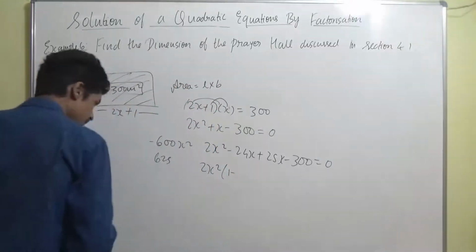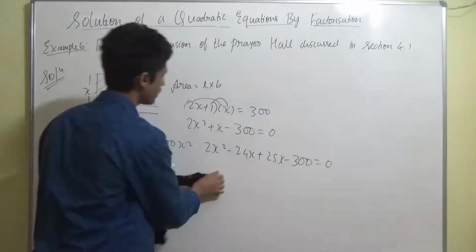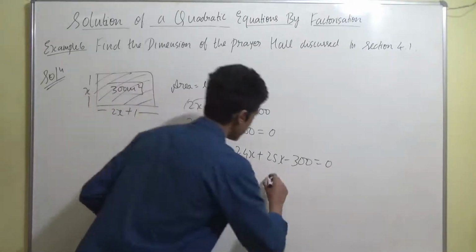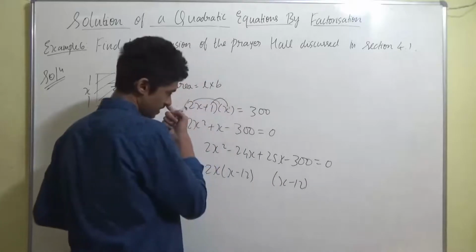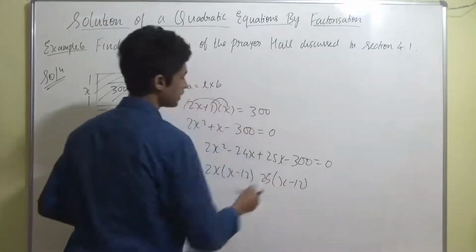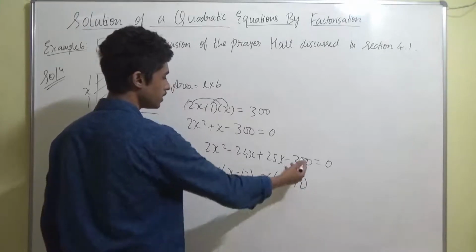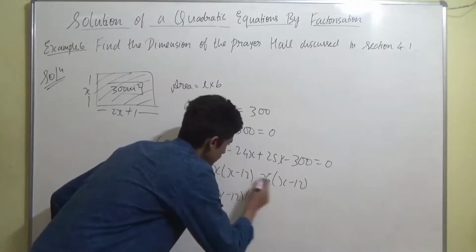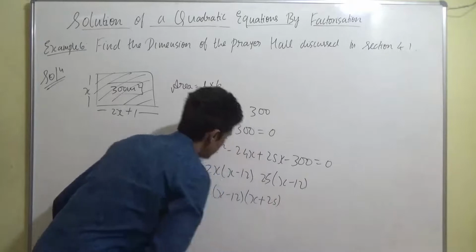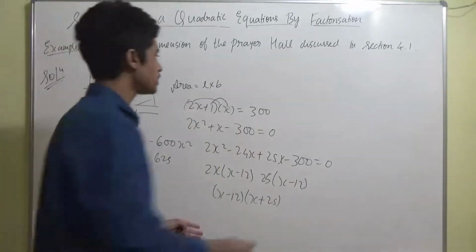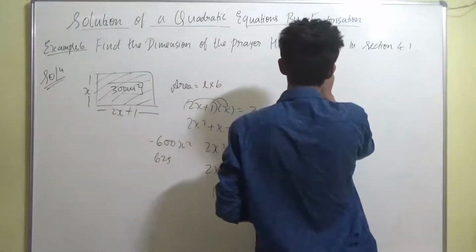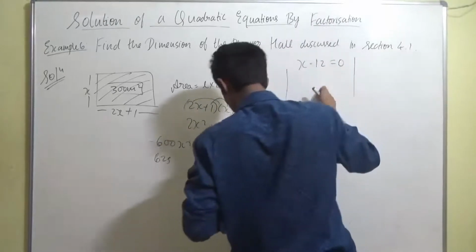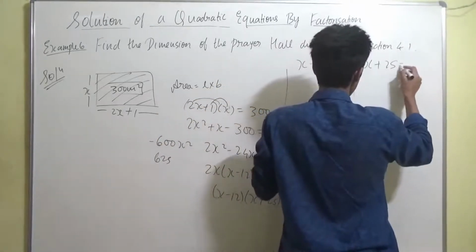Okay, so just a minute. What will you take as common? You'll take 2x as common, x minus 12. Here again you'll write x minus 12 as it is, and then you'll write 25, because 25x is here, minus 300. 25 into minus 12 is minus 300. That's it. Now you will take this bracket, one bracket in common, and write the other thing here. Now we have to find the solution, which means we have to equate both of them to 0. x minus 12 equal to 0 and 2x plus 25 equal to 0.